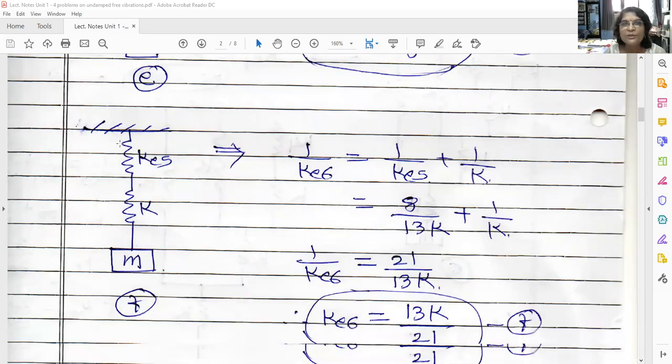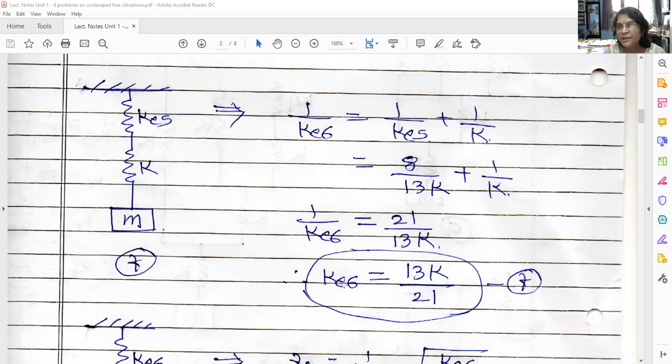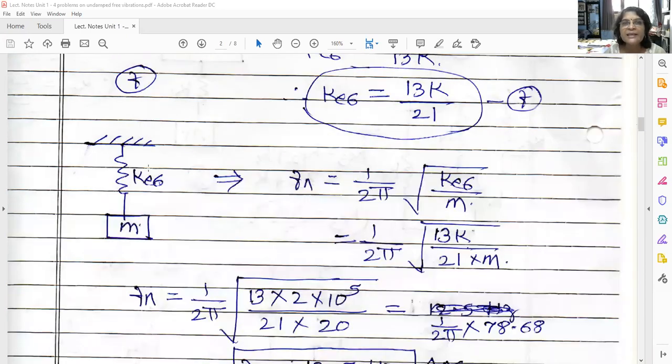Okay. So now these are the two springs connected in series. So how should I add these two springs in series? Again, using the same formula, 1 upon Ke6 is equal to 1 upon Ke5 plus 1 upon K. So by adding these two, what are we getting? Ke6 is equal to 13K upon 21. So these two springs will be replaced by a single spring having stiffness Ke6.